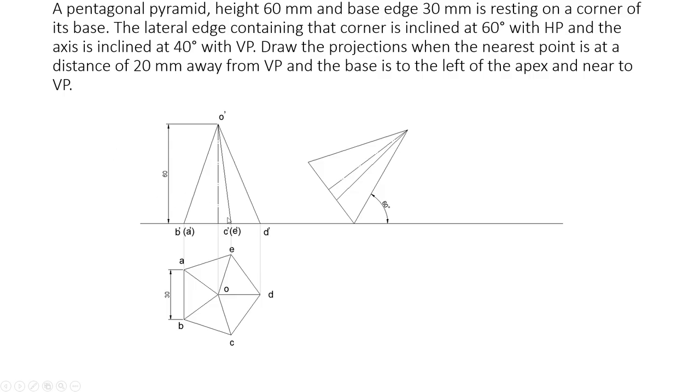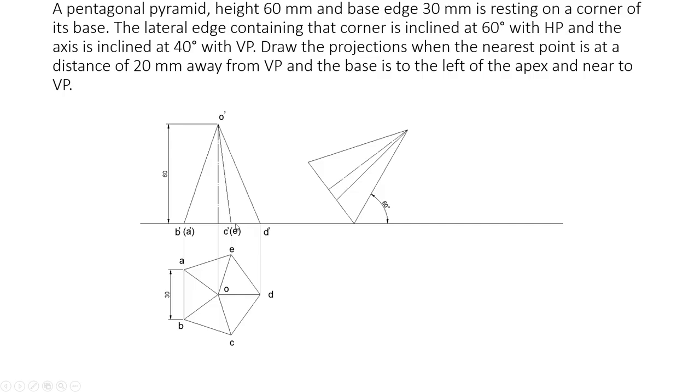It is given that the slant edge containing the corner is inclined at 60 degrees. That means this slant edge, O dash D dash, is inclined at 60 degrees. So you want to turn this diagram at an angle of 60 degrees. Take this dimension, mark a point here, and draw a line at 60 degrees having that dimension. Now measure this angle and this length. From this line, mark that angle and draw that line of the same length. Complete that triangle.